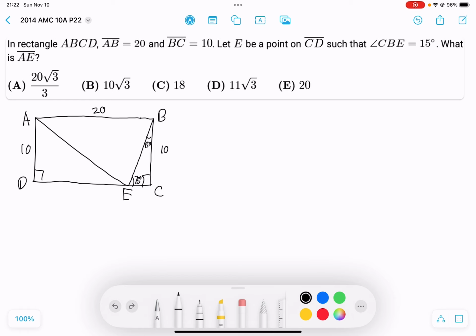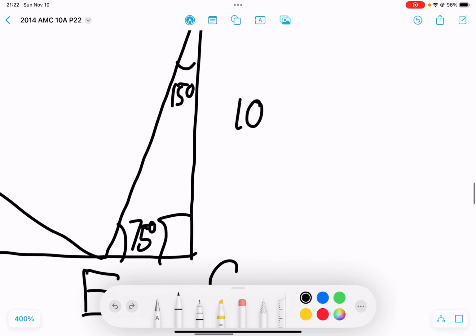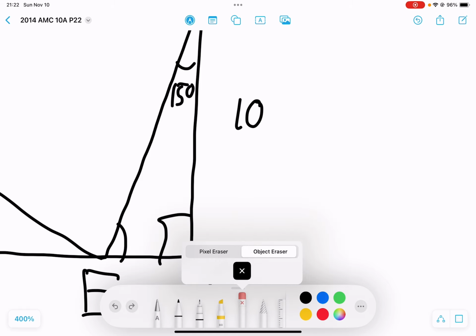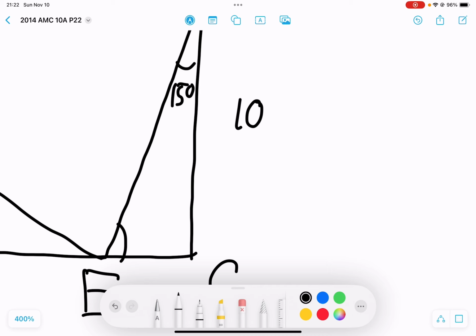Now also notice that 75 degrees is 45 plus 30. So if 75 is 45 plus 30, then maybe we can break it down into 45 and 30. Okay, so we can try and break this down into 45 and 30. So, or should we though?